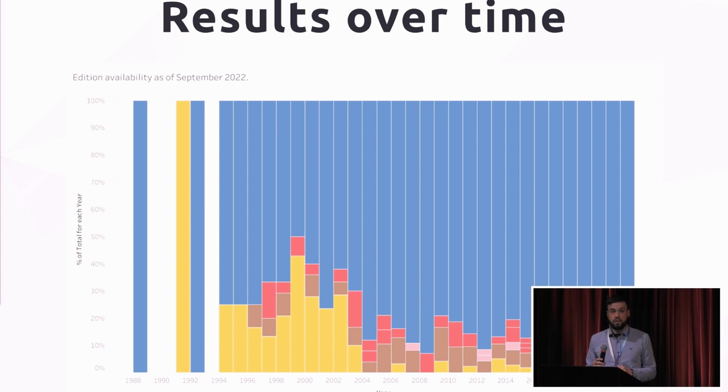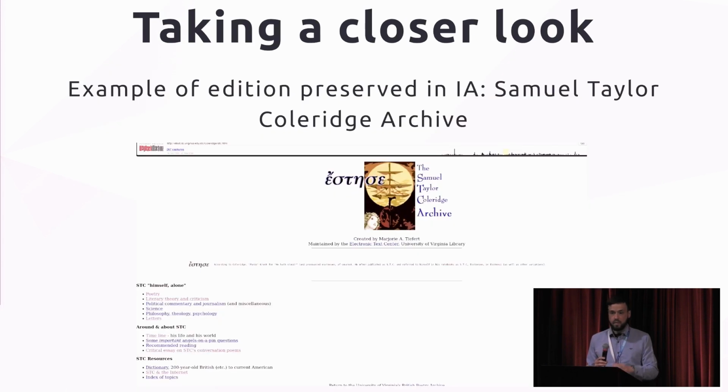Okay, that methodology isn't perfect, and we're going to go through that in a little bit. I'm going to do that by looking at some examples. So here's an example of an edition that is preserved in the Internet Archive, the Samuel Taylor Coleridge Archive. And it is, I want to say, almost a flat file edition. It's a very classic-looking edition with the text and the transcription.